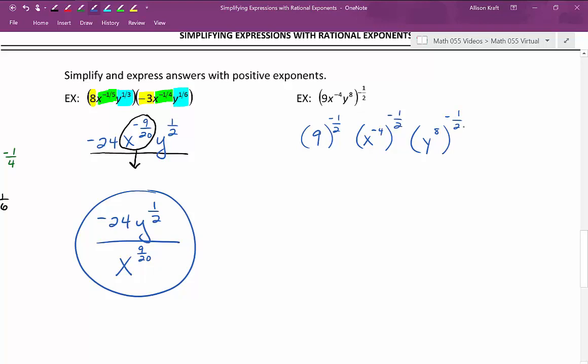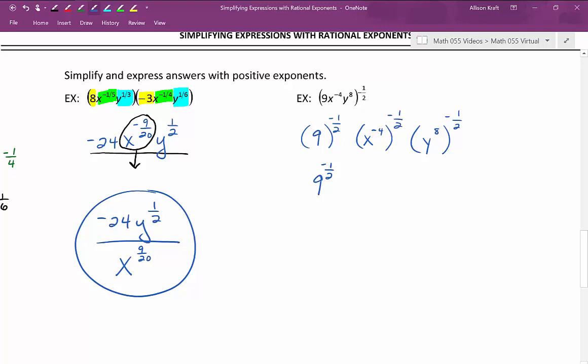I always like to leave the numbers to the very end because a lot of times when people try to figure out what 9 to the negative 1/2 is early, they end up making a mistake. So I recommend you keeping that for last. But I will deal with the x to the negative 4 raised to the negative 1/2 and y to the 8th raised to the negative 1/2. In both those situations, we have a power raised to a power, so we need to multiply those exponents together.